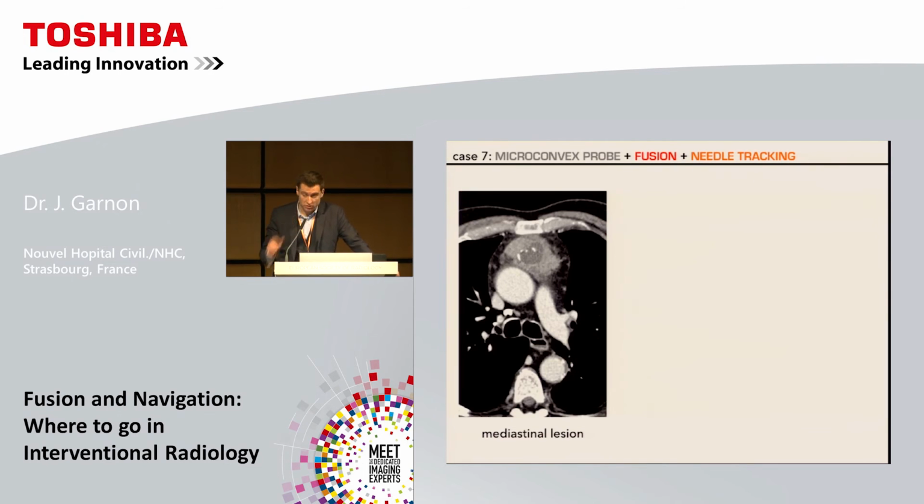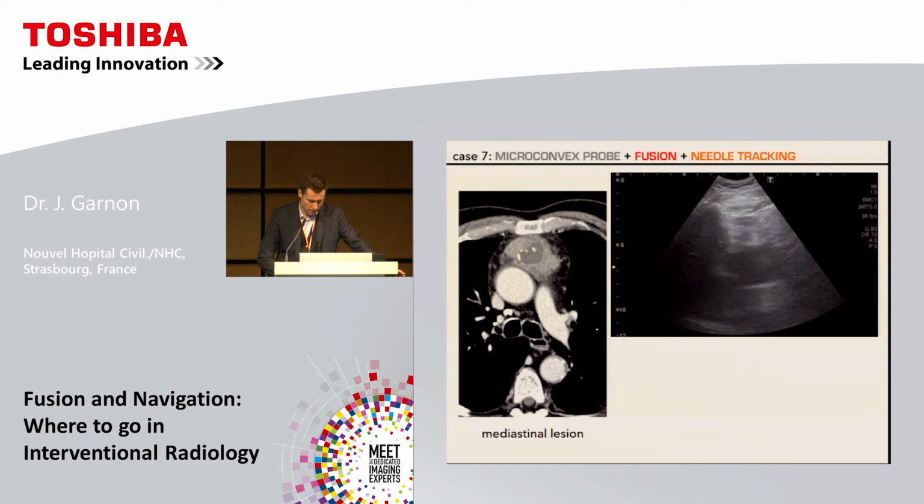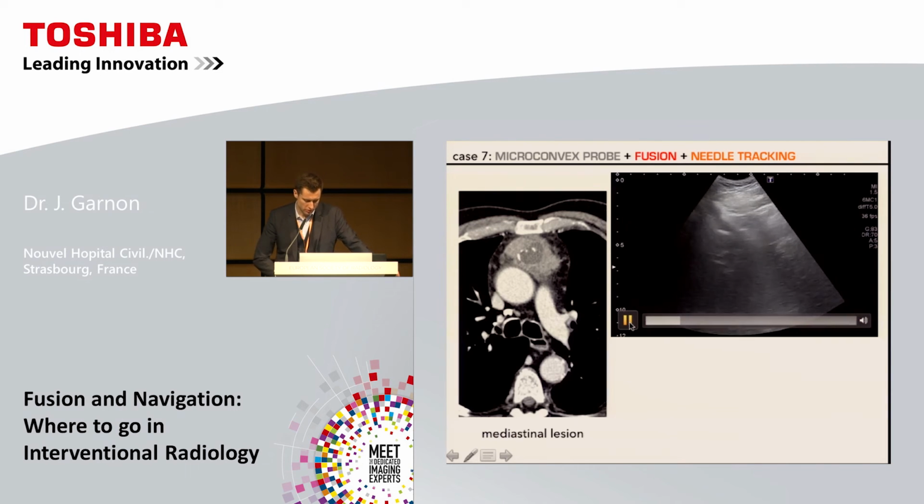And finally, an example of mediastinum biopsy. So typically, for this kind of lesion you would probably use CT guidance to access it. Well, if you use the microconvex probe, probably you can get an acoustic window to access the lesion. This is how it looks on ultrasound alone.